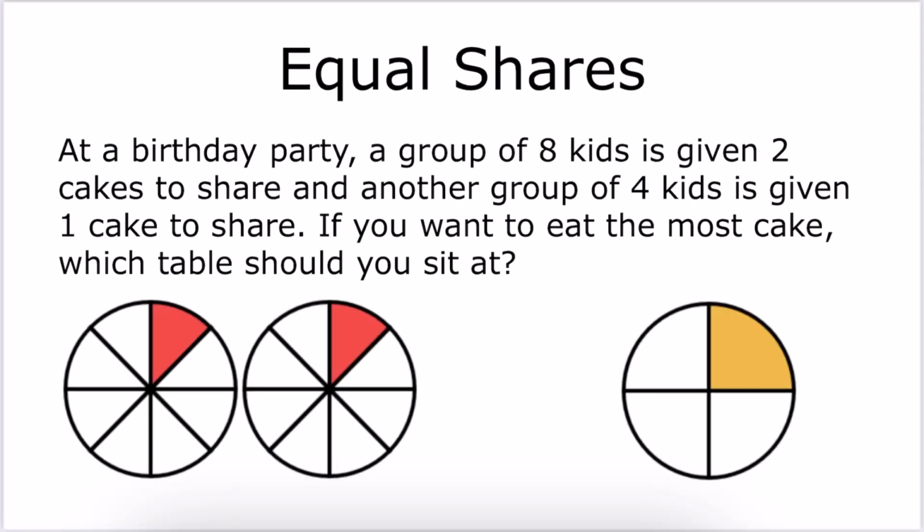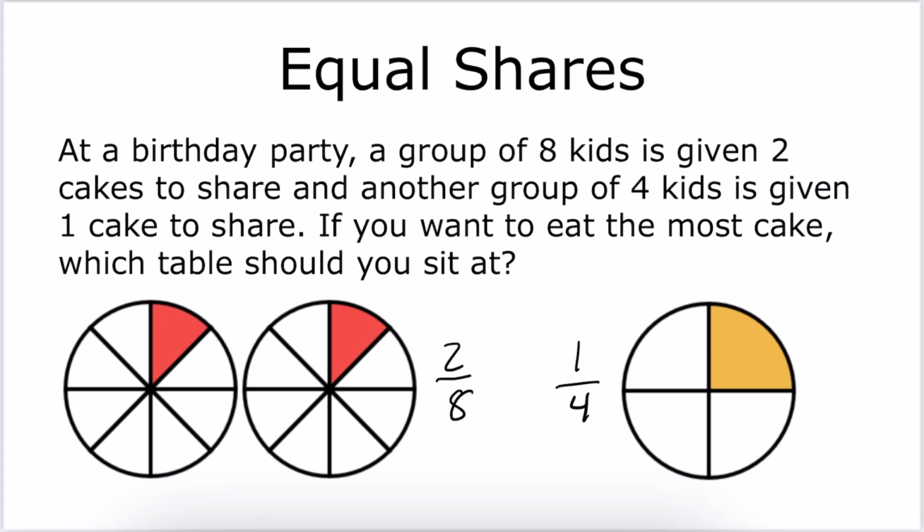And your students might come up with something kind of like this, where they have 2 cakes for the one group that are each split up into 8 pieces, and each kid gets 2 of those pieces. So we would say that that's 2/8. And then the other group of kids has 1 cake that's split up equally into 4 pieces. And so this represents the fraction 1/4 because you're dividing 1 cake equally between 4 kids.